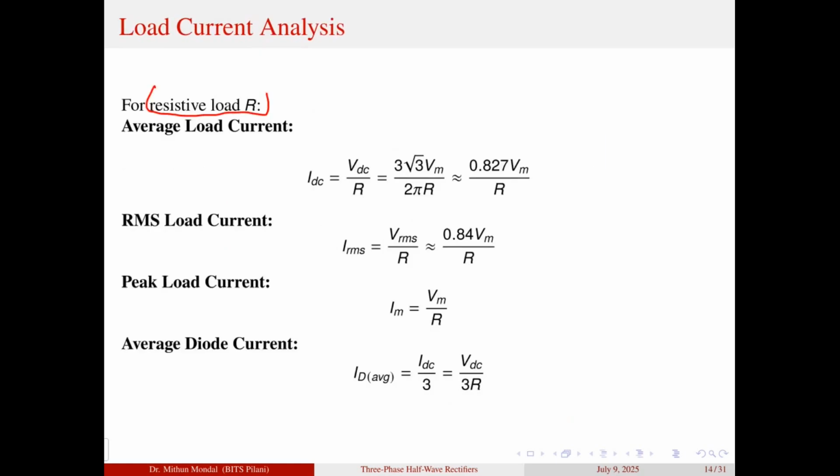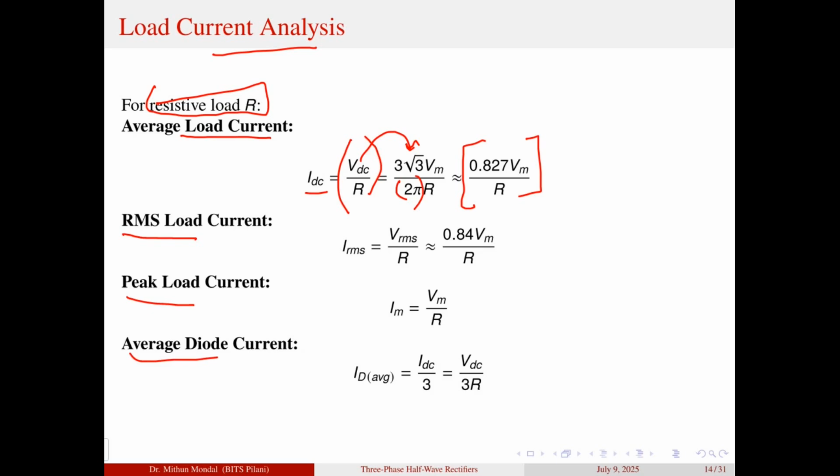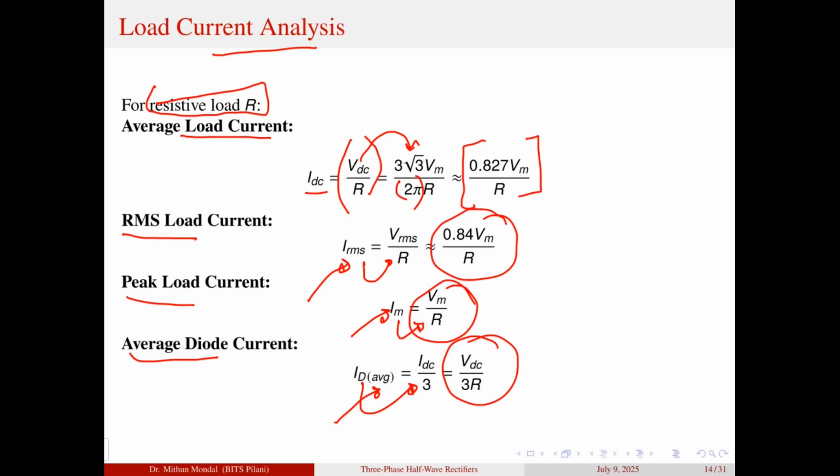Similarly, if the load is resistive in nature, we need to do the load current analysis. The average load current, which is the DC current, from Ohm's law is VDC by R, and VDC we have found as 3 root 3 Vm by 2 pi. So we get the DC current as 0.827 Vm by R. We can also find the RMS load current, the peak load current, and the average diode current as IRMS, IM, and ID average. IRMS is VRMS by R, IM, the peak load current, is Vm by R, and since each diode conducts for one of the 3 cycles, the average diode current is IDC by 3. So we get the corresponding RMS load current, peak load current, and average diode current of the circuit.